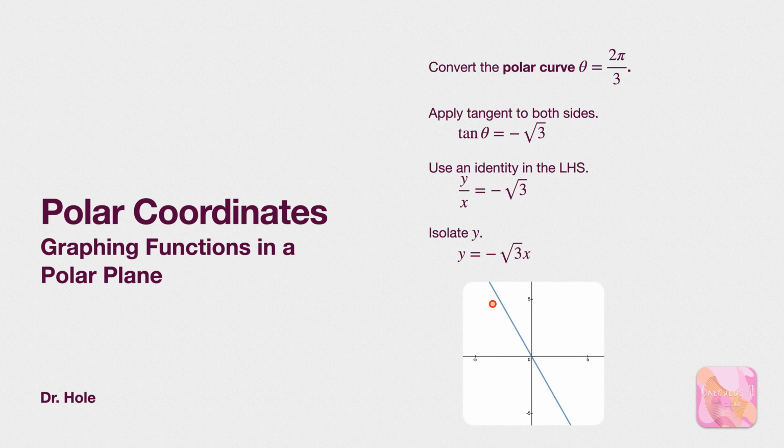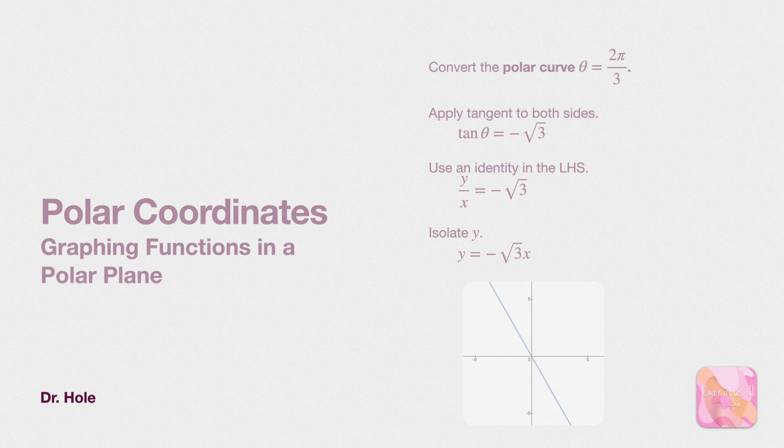And thus, this blue curve is the graph of this polar equation, theta equaling 2 pi over 3. Think about the angle 2 pi over 3, that's an obtuse angle. So if r's are positive, then you're picking a point in quadrant 3 on this curve. If r's are negative, then you're picking a point in quadrant 4 on this curve. Fantastic. That's it.